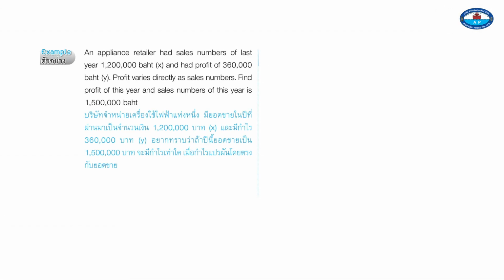Example. An appliance retailer had sales numbers of last year of 1,200,000 baht, x, and had a profit of 360,000 baht, y. Profit varies directly as sales numbers. Find the profit of this year if the sales number of this year is 1,500,000 baht.